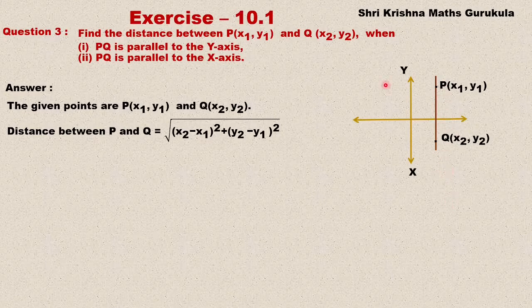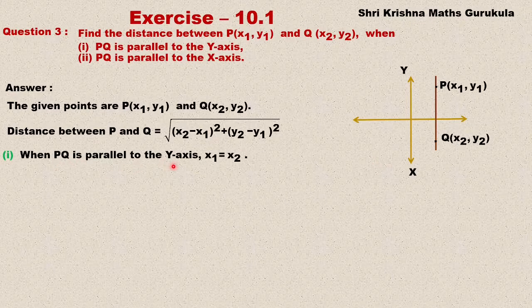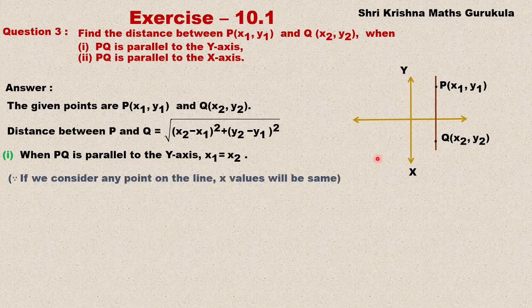Is this clear? The line PQ may be here. The x-coordinate in this case would be negative. So the x-coordinate, let's say if it is minus 3, any point on this line will have the coordinates (minus 3, a variation in y value). Is this clear? So when PQ is parallel to the y-axis, x1 is equal to x2. The x-coordinate is the same. So we are going to apply this to the distance formula.